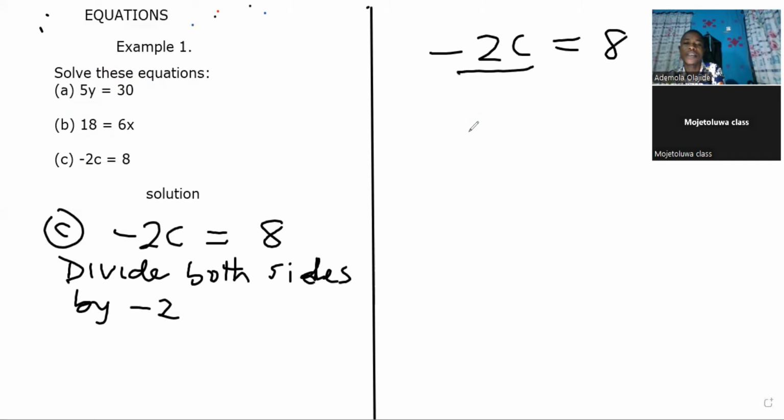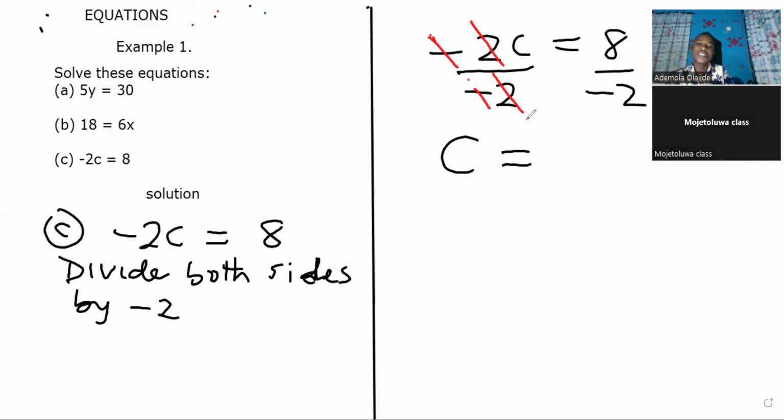We now divide this side by -2. We divide this side by -2. So the essence is that, okay, look at this one. Since -2, negative, we cancel -2, we cancel 2. So in that case, you now have C left. You have only C left there, is that not? Yes. Okay, so after this C, you write your equal sign.